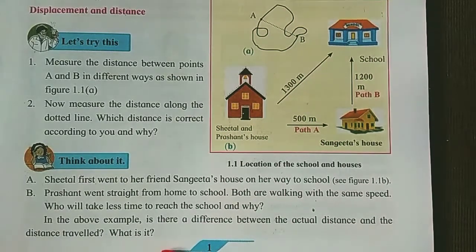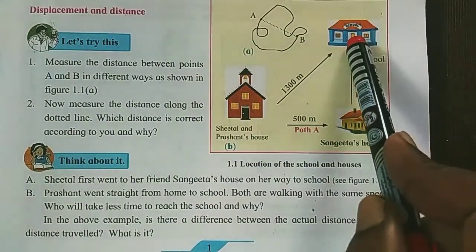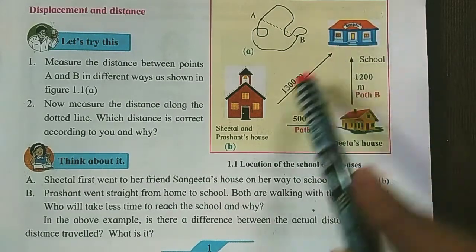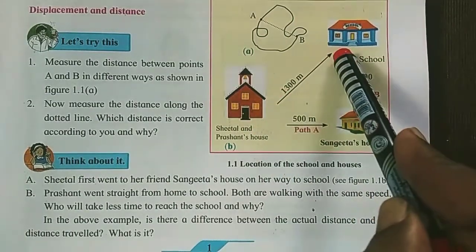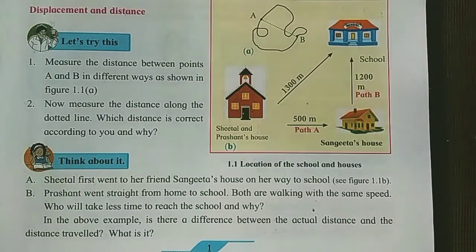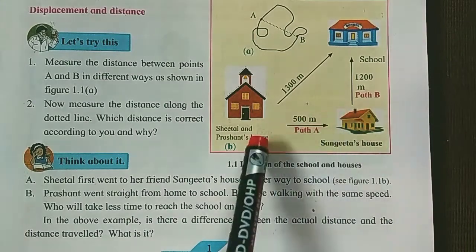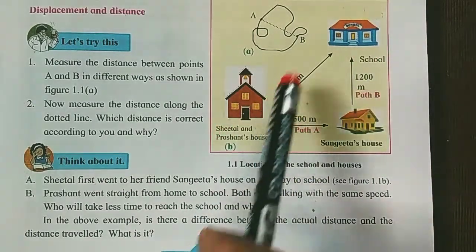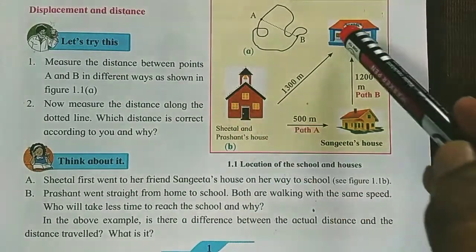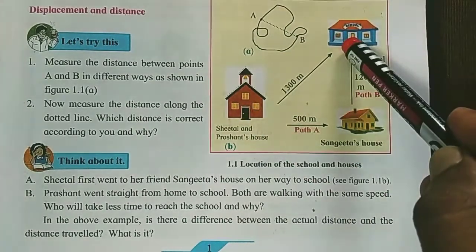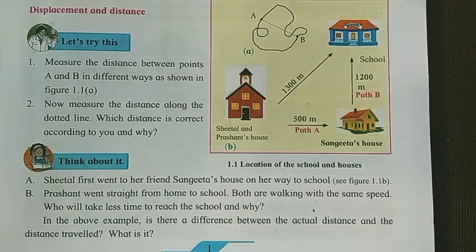What is it? So see here, Sheetal and Prashant start from the same place and move to the same final destination, but their paths are different, so the distance changes and the time also changes. So here Sheetal is traveling a distance and Prashant is making a displacement. Displacement means the minimum distance between the 2 points, and distance means whichever path we take to reach the destination.